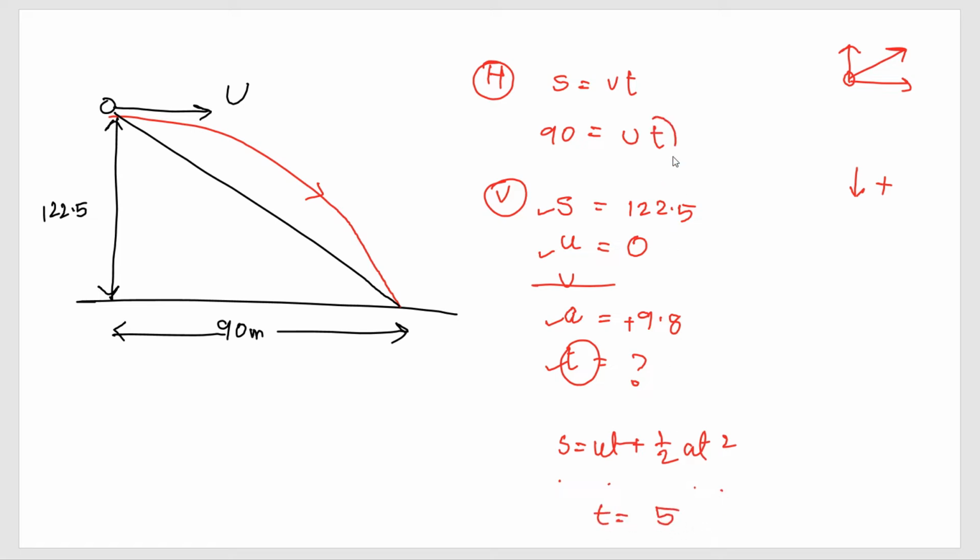When we input this value of 5 seconds in the previous equation, we get the value of U to be 18 meter per second. So that is the velocity with which the particle had been projected.